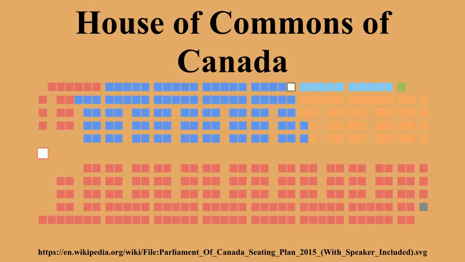Members and electoral districts. The House of Commons comprises 338 members, each of whom represents a single electoral district. The Constitution specifies a basic minimum of 295 electoral districts, but additional seats are allocated according to various clauses. Seats are distributed among the provinces in proportion to population, as determined by each decennial census, subject to the following exceptions made by the Constitution.